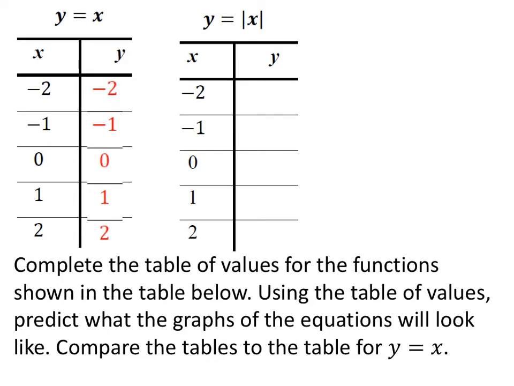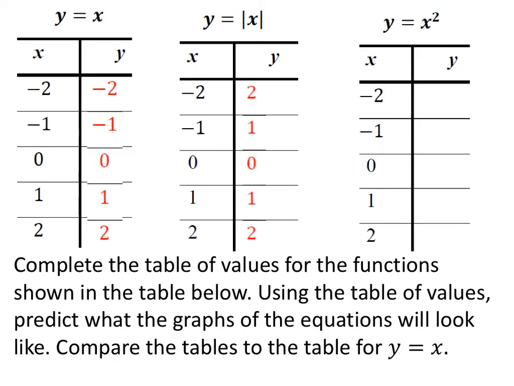Well, we're going to take the absolute value of all these x's, so the absolute value of negative 2 is 2, the absolute value of negative 1 is 1. The absolute value of 0 is 0. Now again, the absolute value is how far away that value is from 0. So 1 is 1 away from 0, and negative 2 is also 2 away from 0.